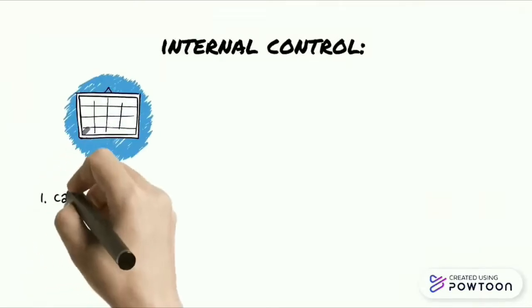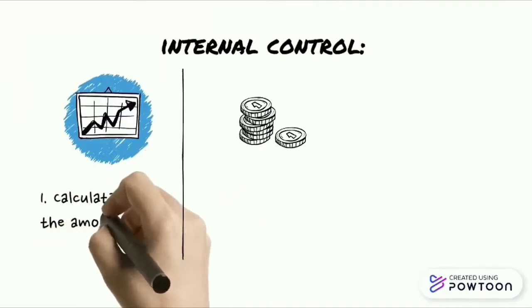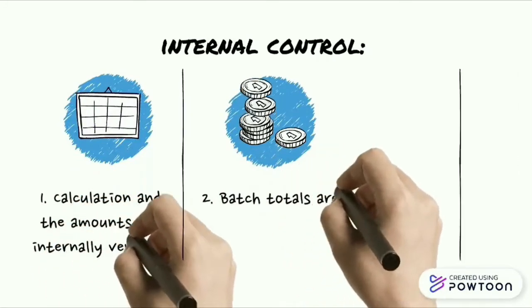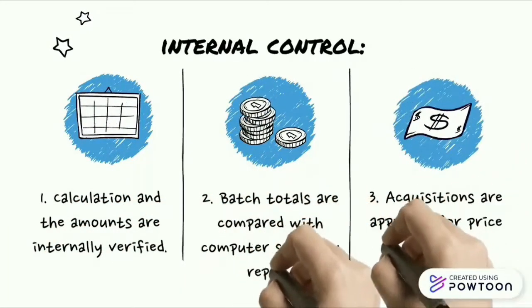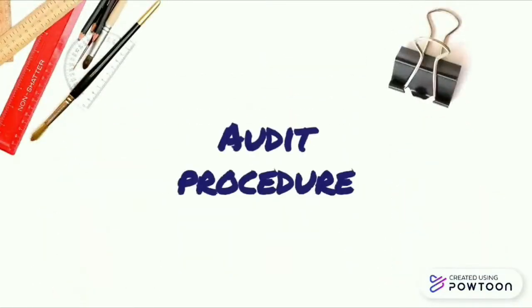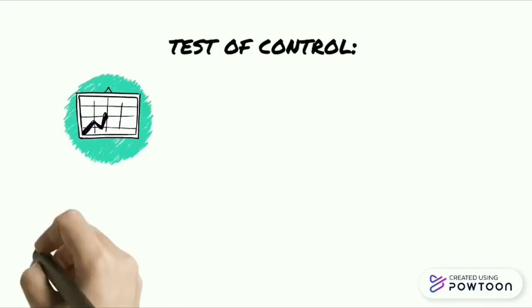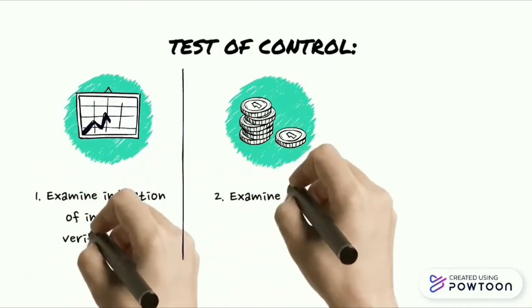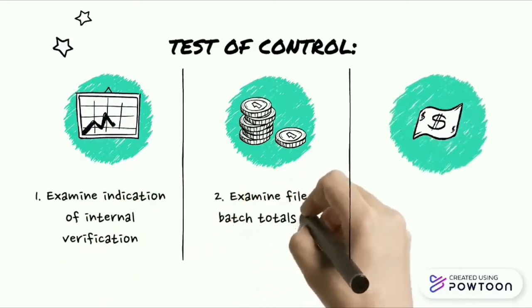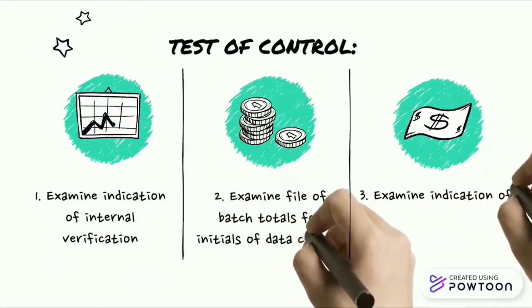Internal control. First, calculation and the amount are internally verified. Second, batch totals are compared with completed summary report. Third, acquisitions are approved for price and discount. Audit procedure. Test of control. First, examine indication of internal verification. Second, examine file of batch total for initial of data control. Third, examine indication of proof.